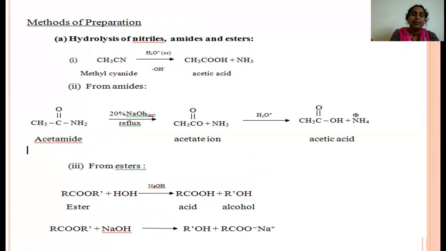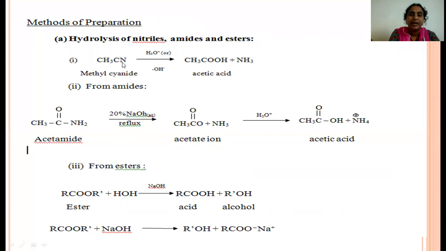So coming to the preparations of carboxylic acids, the first preparation is hydrolysis of nitriles, amides, and esters. On hydrolysis of nitriles, we can prepare the carboxylic acids. On hydrolysis of amides, we can prepare the carboxylic acid. On hydrolysis of esters also, we can prepare the carboxylic acid. So this is methyl cyanide, whose compounds are also called nitriles according to IUPAC nomenclature.